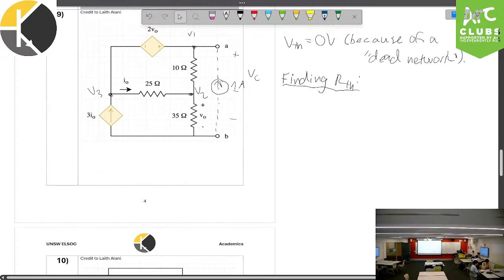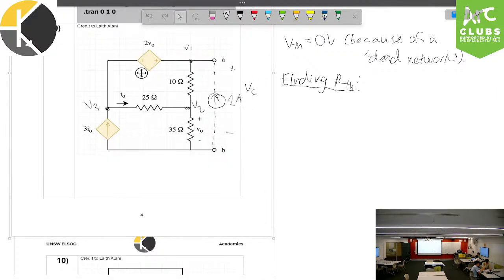What we can see first is that very obviously we do have a supernode. Between V3 and V1 there's a voltage source. It's a dependent voltage source, but it is a voltage source. And so if we subtract V3 from V1, V1 minus V3, that's equal to 2VO, and that's because of the supernode.